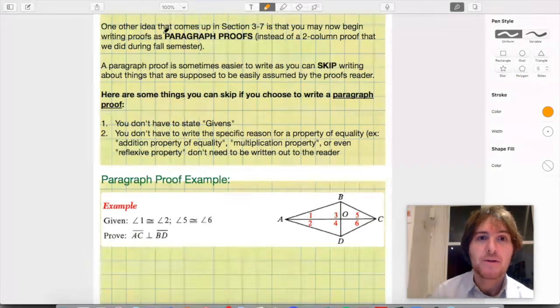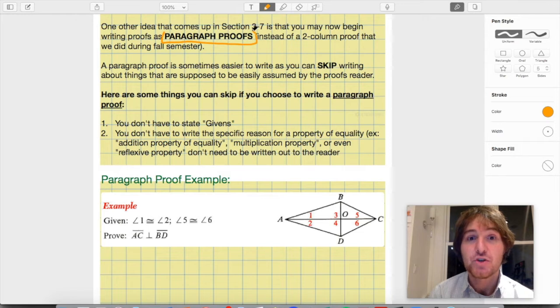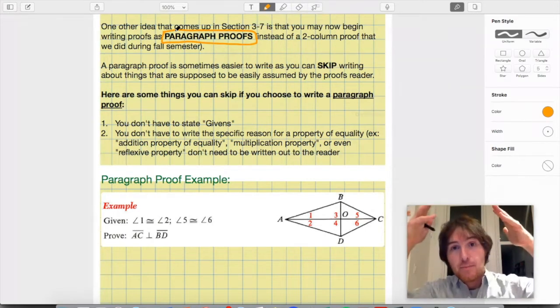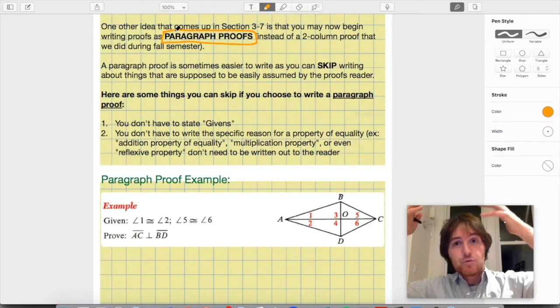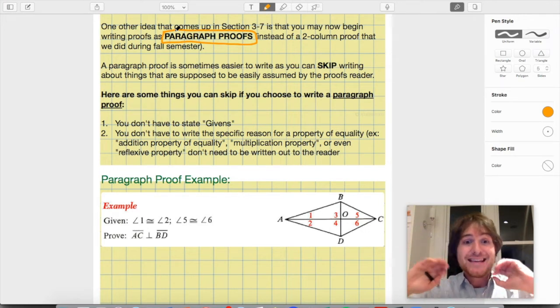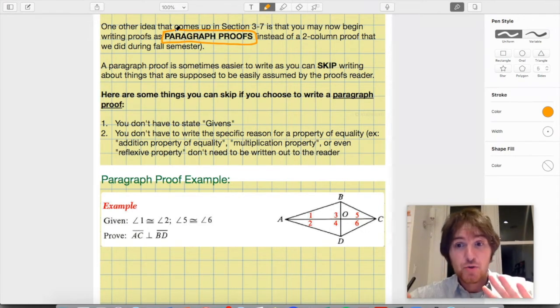In this video, I'm going to talk about something called paragraph proofs, which you're now invited to start writing in place of proofs if you'd like. Most people like writing column proofs because they are a lot more structured. They're a lot easier to reread and make sure you did something correctly. But that being said, you should know about paragraph proofs because they might be easier and quicker to write in certain situations. I'll get to that in a second.